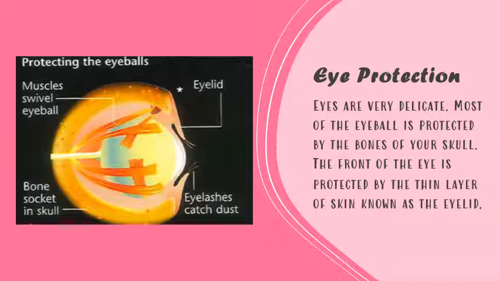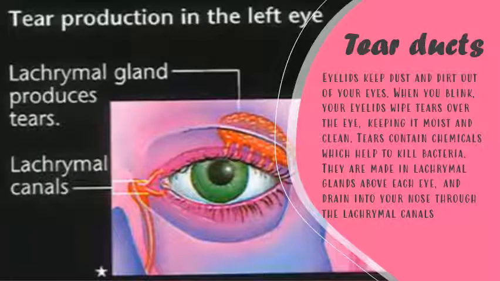When you are running, do your eyeballs swivel around everywhere? Does it go left, right, up, down like in a cartoon? No, it stays in one place. Why? Because your muscles are there and they keep it in one place. Isn't that cool? Okay, next up, tear ducts.